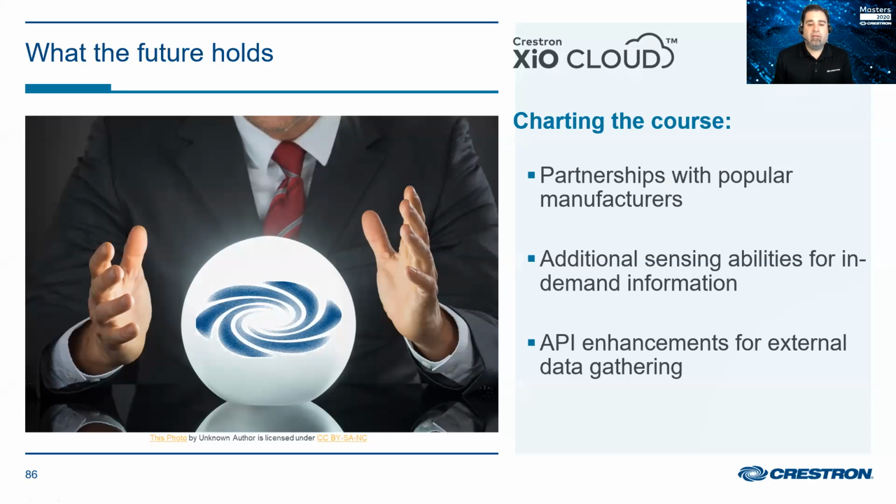Additional sensing abilities for in-demand information. The most in-demand information right now is going to be number of people. The Huddly does have that ability to count numbers of people. We can see that number in a real-time status right now in Xio Cloud. What we're going to be doing is improving the reporting and alerting for that, right? Be able to give you some metrics on that, be able to base some alerts on that.